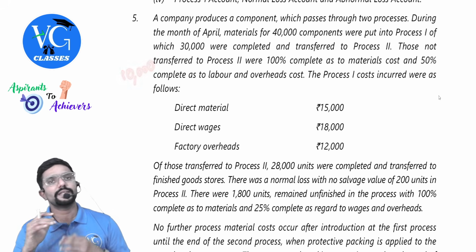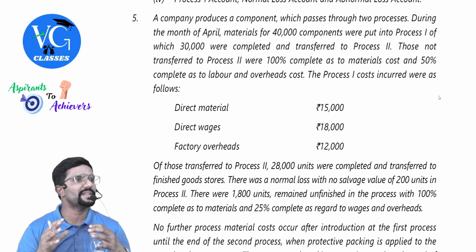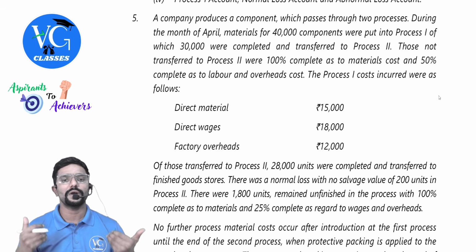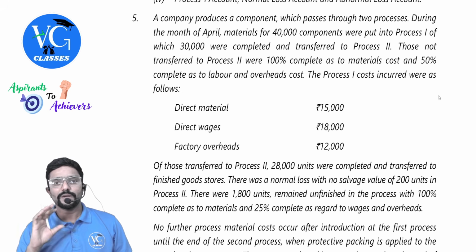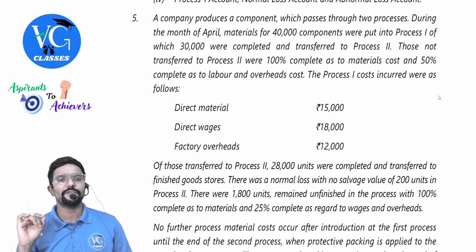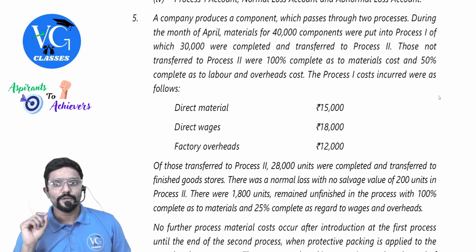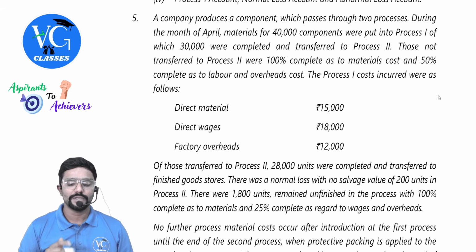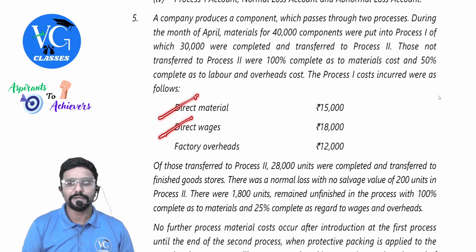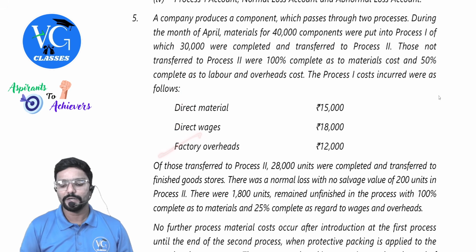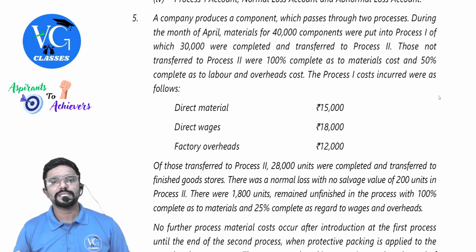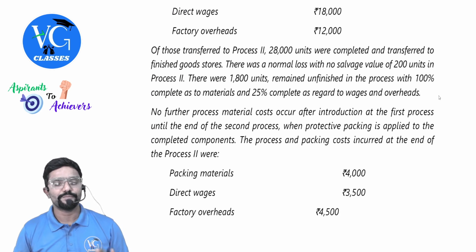Out of 40,000, 30,000 is transferred to the next process, meaning the remaining 10,000 is considered to be closing work in progress. So 100% complete with respect to materials and 50% complete with respect to labor and overheads. The process 1 costs incurred were as follows: direct material 15,000, direct wages 18,000, factory overhead 12,000. This is the cost incurred during the period.